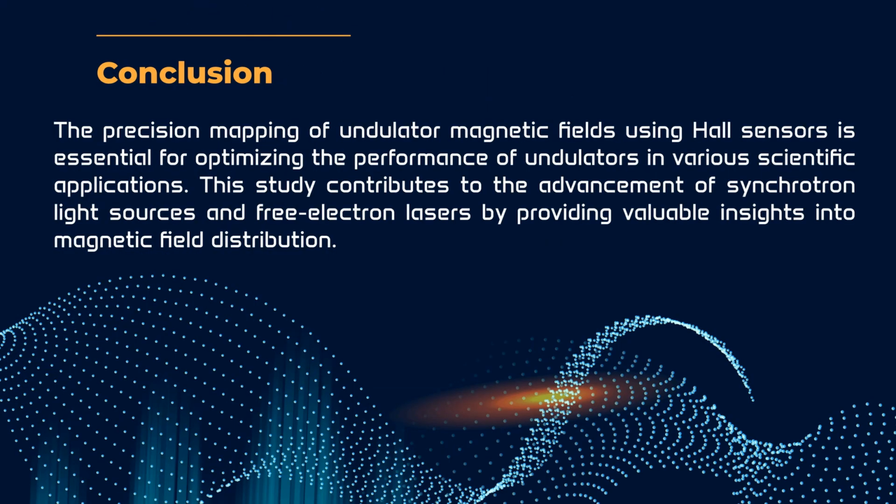So now we conclude our discussion for today's presentation. We got to know that precision mapping of the undulator magnetic field using Hall sensors is very essential for optimizing the performance of undulators for various scientific applications. This study also contributes to the advancement of synchrotron light sources and free electron lasers by providing valuable insights into the magnetic field distribution.